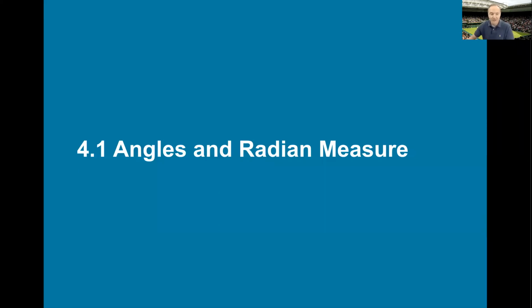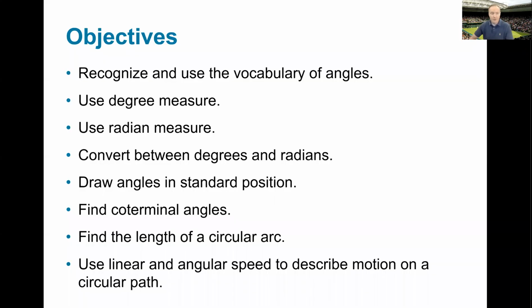Hi all, let's take a look at our first trigonometry section. In section 4.1, we're just talking about angles and radian measure and trying to get comfortable with some of the basics of trigonometry. So the things that we'll be doing in this section is we're going to be looking at the vocabulary of angles, talking about the initial side of an angle, terminal side of an angle, things like that.